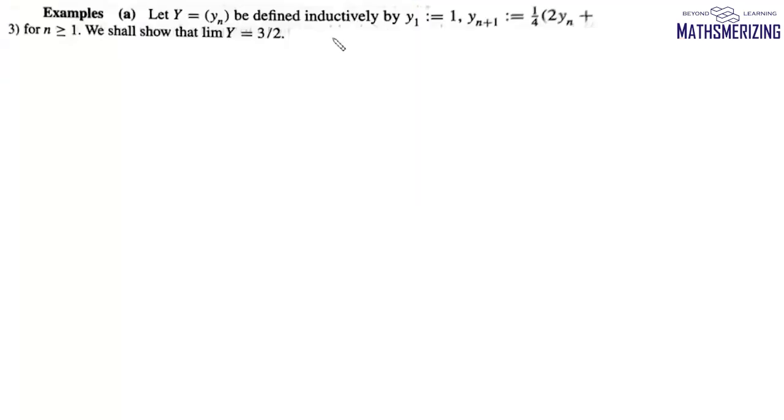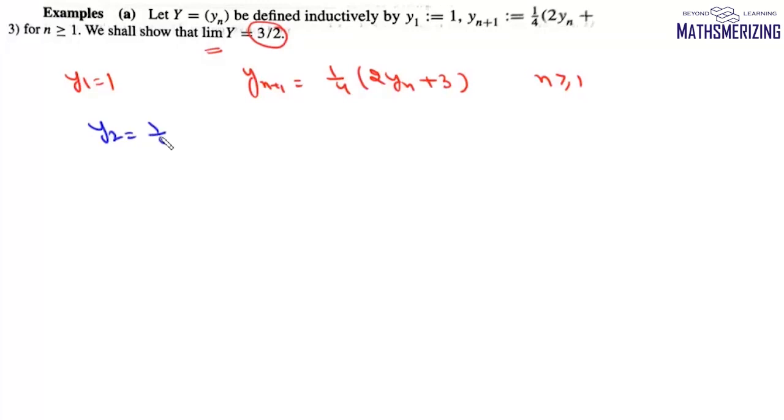Now here the question is, let y be defined inductively by y1 equals 1 and yn plus 1 equals 1 by 4 times 2yn plus 3 for all n greater than or equal to 1. Now we need to show that the sequence is converging and it converges to 3 by 2. Now y1 is 1. We can write y2. y2 will be 1 by 4 times 2 plus 3, which is 5 by 4.